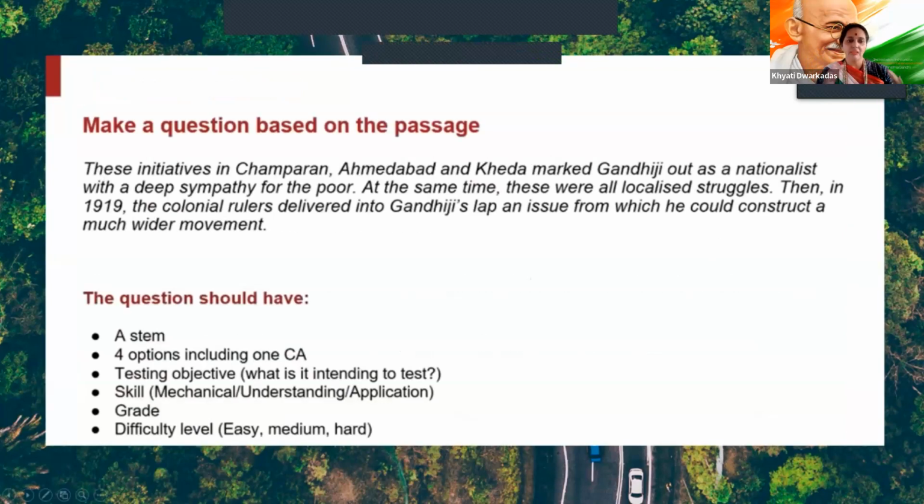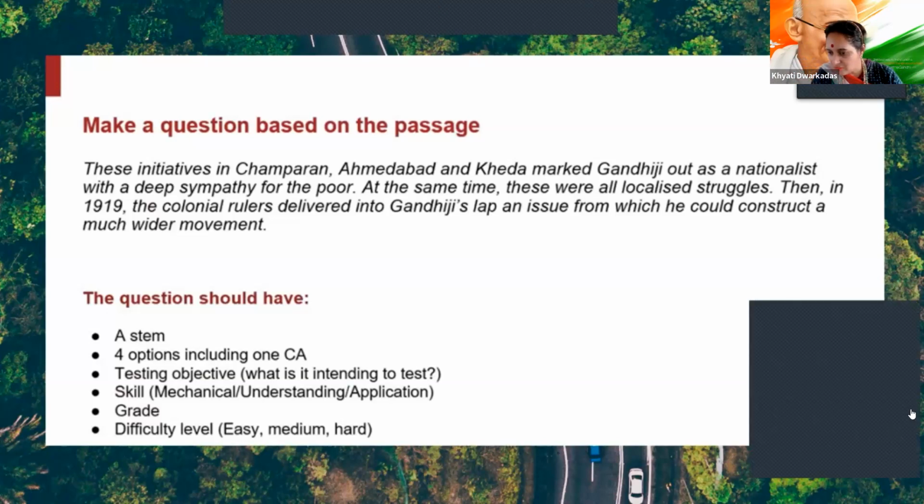Now look at this. I leave it open to you if you'd like to make a question on this passage. These initiatives in Champaran, Ahmedabad, Kheda marked Gandhiji as a nationalist with deep sympathy for the poor. At the same time, these were localized struggles. In 1919, colonial rulers delivered into Gandhiji's lap an issue from which he could construct a much wider movement. So I'll keep the chat box open. You can quickly frame at least one question in the chat.